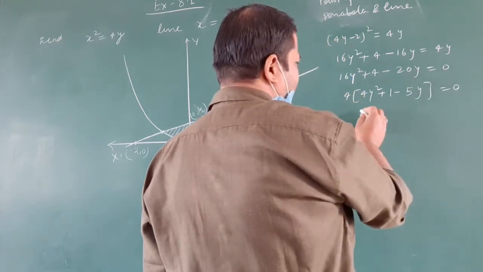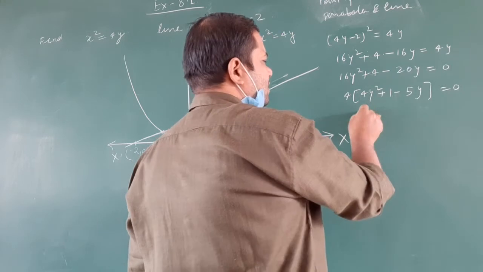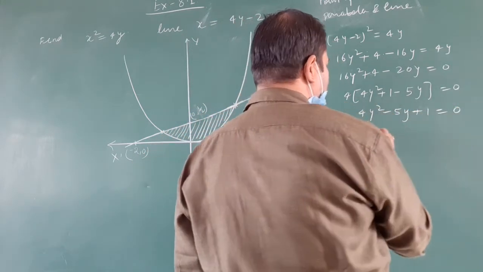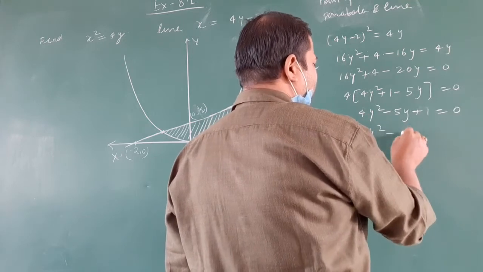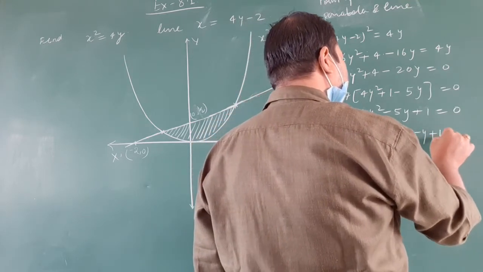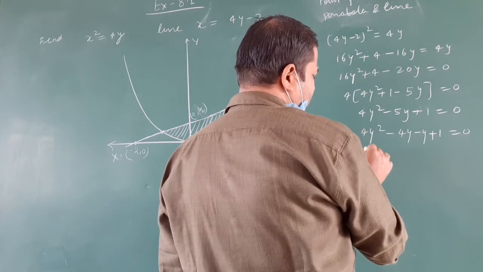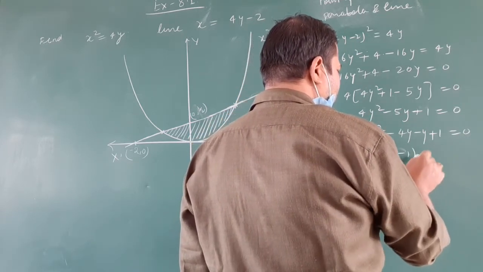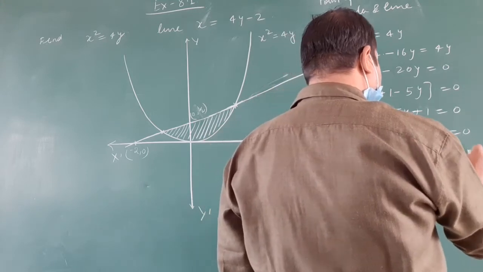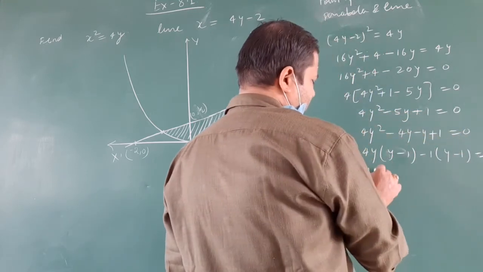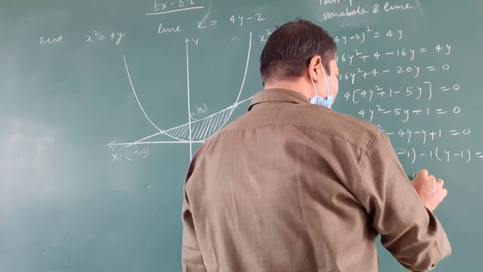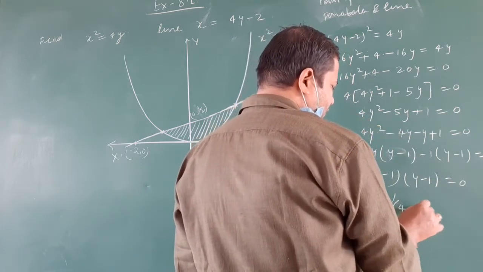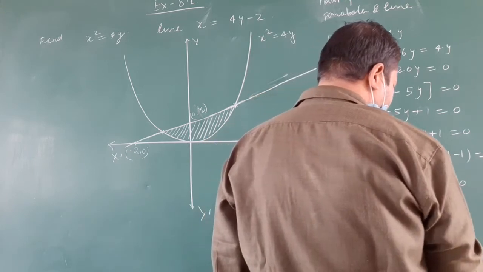So 4y square minus 5y plus 1 is equal to 0. 4y square minus 4y minus y plus 1 is equal to 0. 4y is common. 4y times y minus 1 and minus 1 times y minus 1 is equal to 0. So either 4y minus 1 or y minus 1 is equal to 0. So y is equal to 1 by 4 and y is equal to 1.